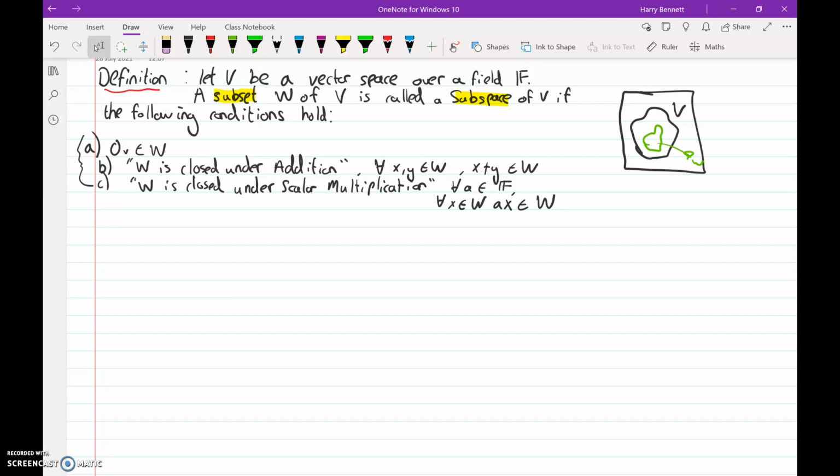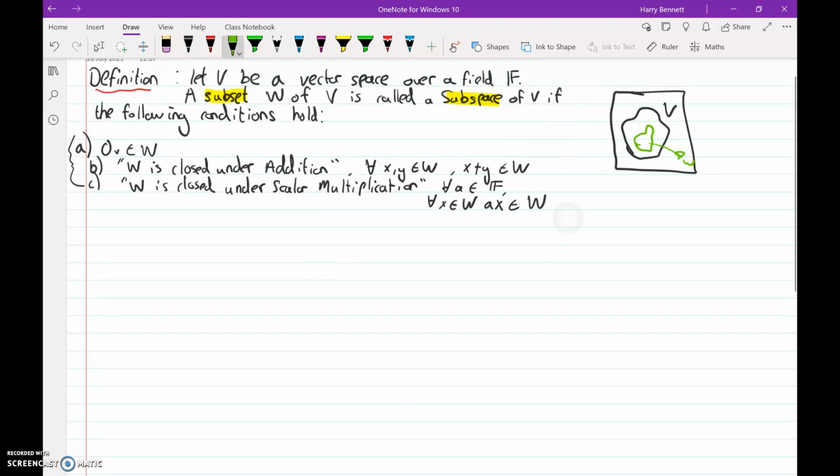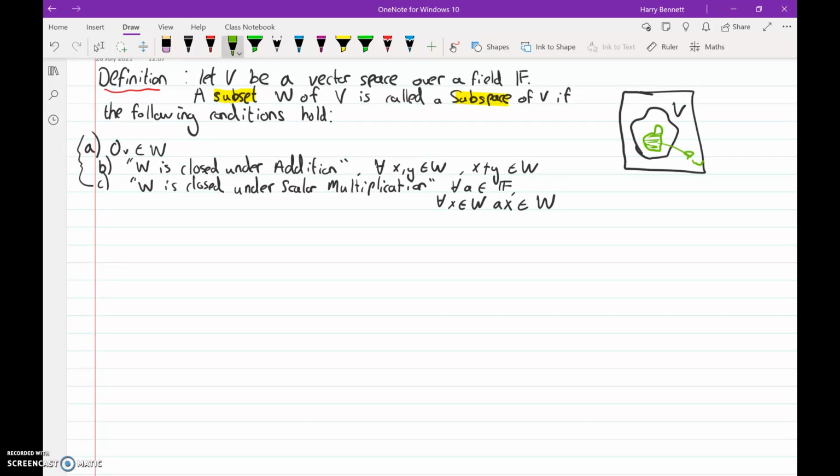Because if it's a subset, then we already know associativity is going to hold. And we already know that distributivity is going to hold because it's a member of the bigger space. So if all the operations we do are contained in this little set here, then it's a subset that is also a vector space. So we need to check those conditions. Firstly, we need the zero element, the identity, the zero vector, to be in W. Somewhere in here, we need a zero vector.